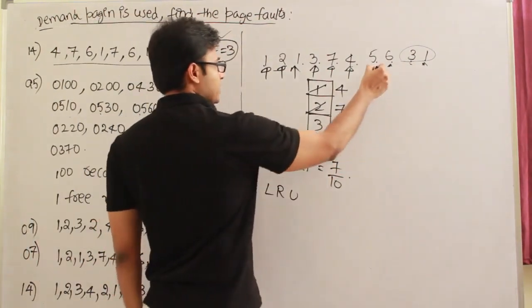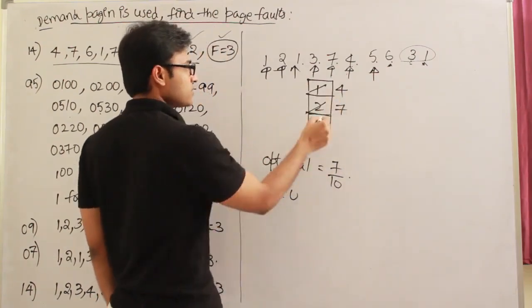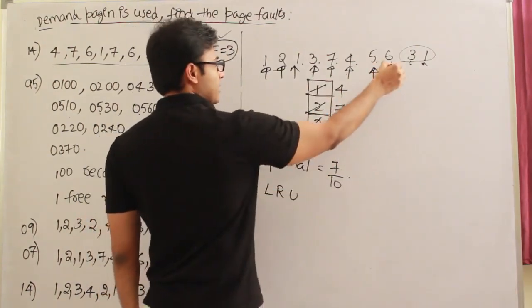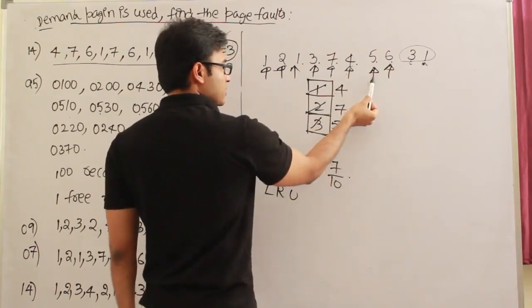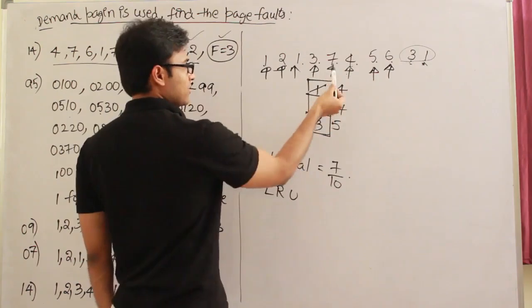Now 5 is required. 4 is most recently used, 7 is next, 3 is least recently used, therefore it will be replaced with 5. Next 6 is required. 5 is most recently used, 4 is next, and 7 is least recently used. Therefore 7 has to be replaced.